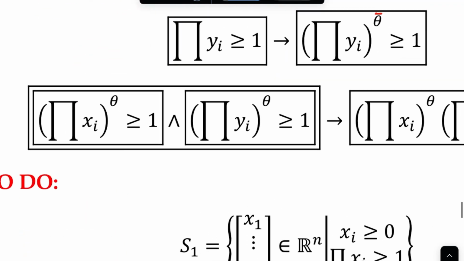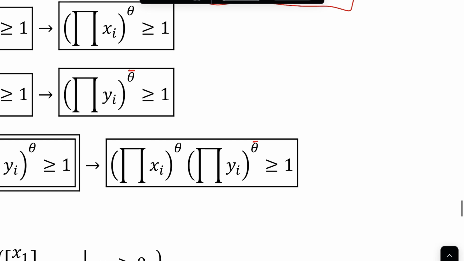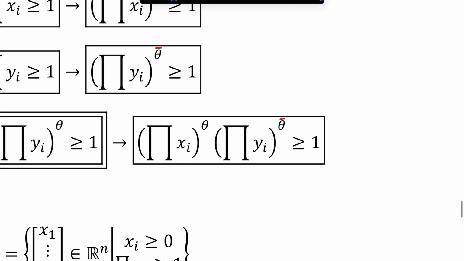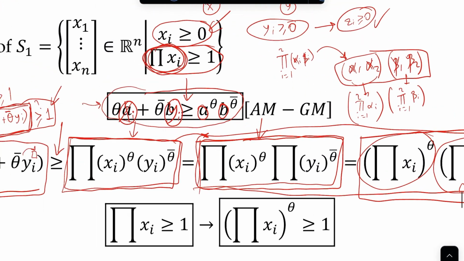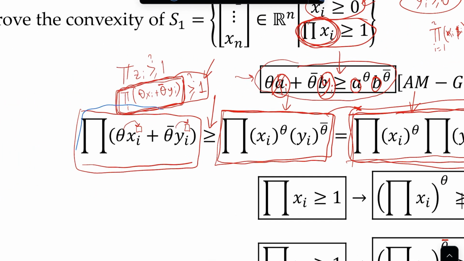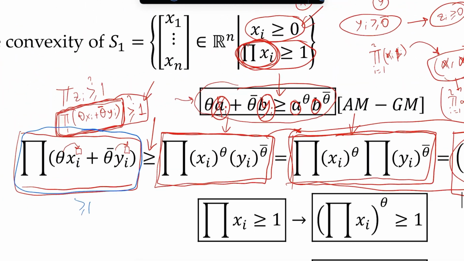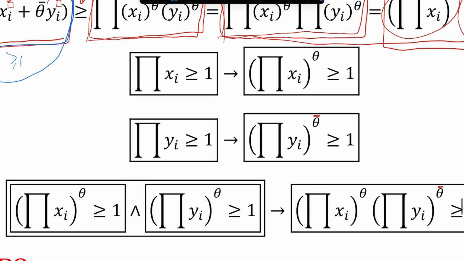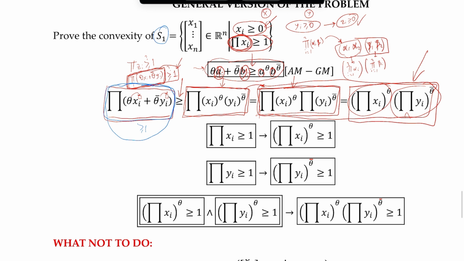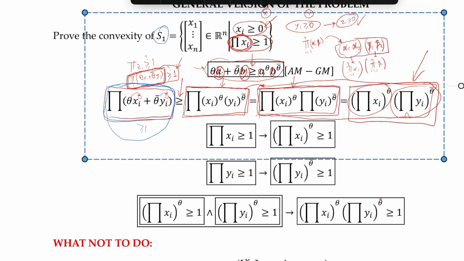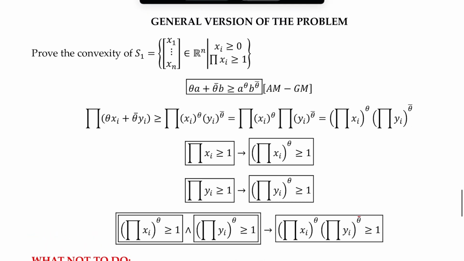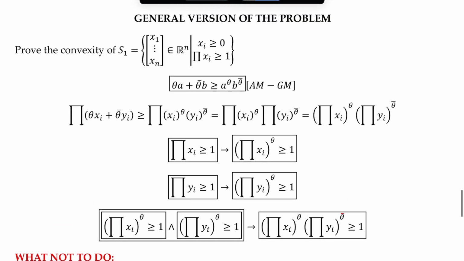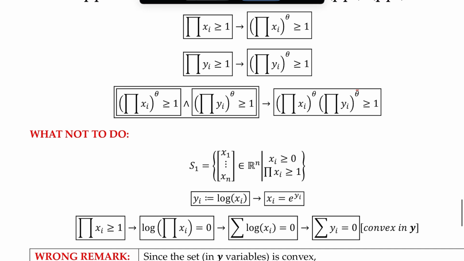Wait a sec. Now I think this is a very long and tedious explanation, but at the end, what I'm saying is that we are proving that this term is greater than or equal to 1, right? And that was the only term in the final condition that we needed to prove the convexity of S1. So this is what we are doing. Let's clean it up and then look at it. Just look at it and feast your eyes, right?